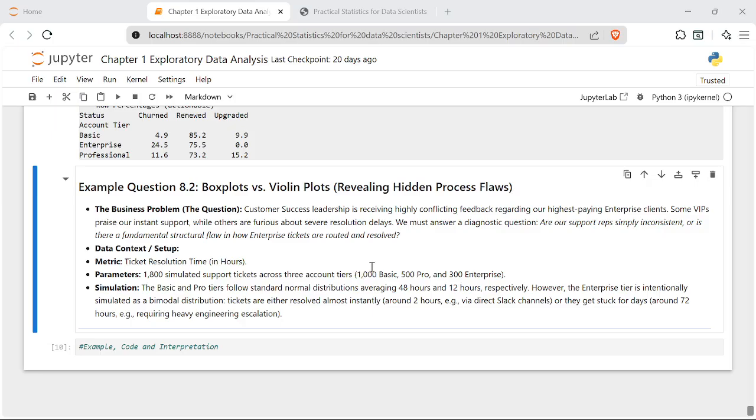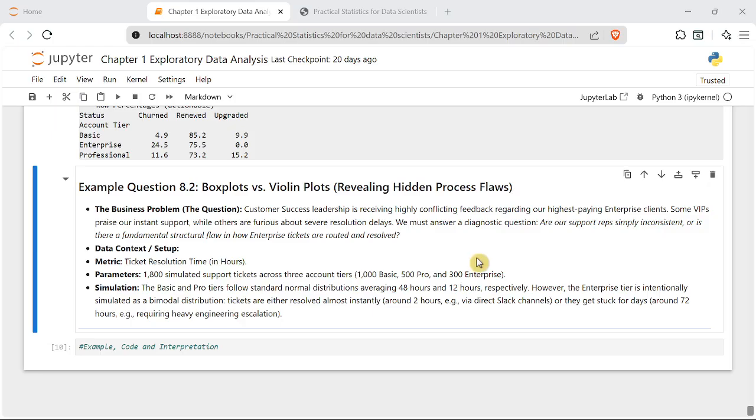Okay, the setup. To diagnose this issue, we are going to simulate 1800 customer support tickets, tracking our core metric, ticket resolution time in hours. We'll split this data across three different account tiers: Basic, Pro, and Enterprise. We have simulated the Basic and Pro tiers to follow standard predictable bell curves, averaging 48 hours and 12 hours to resolve respectively. However, we have intentionally built the Enterprise tier as a bimodal distribution.